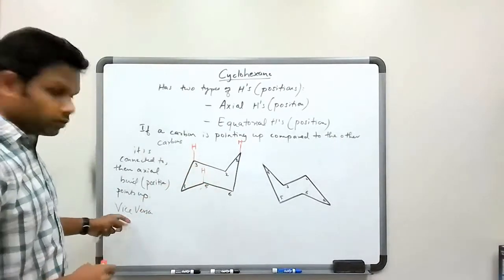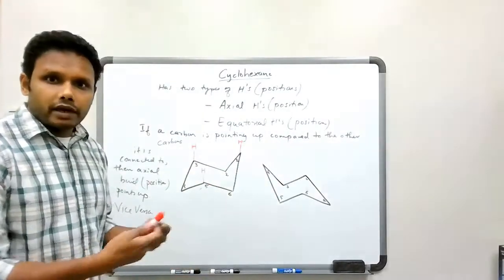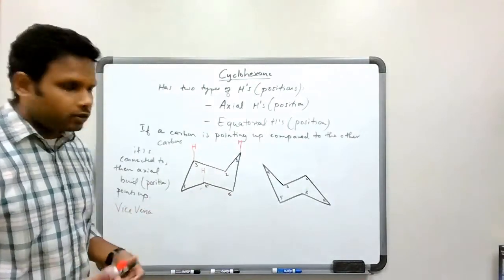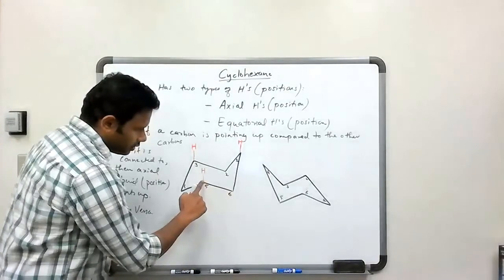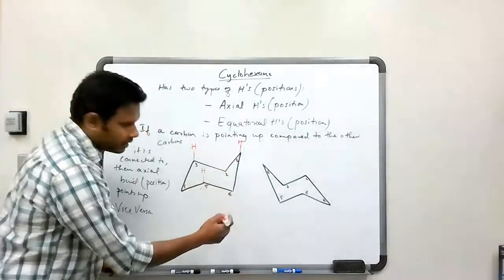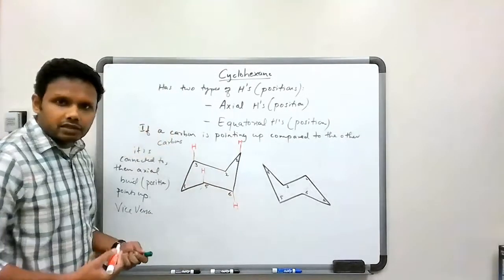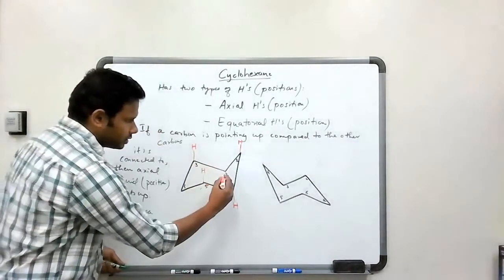Now, vice versa means if the carbon is pointing down, then your axial hydrogen, or the axial bond, is going to point down. The axial position is going to point down. So if we look at 6 compared to 5 and 1, it is pointing down. That means the axial hydrogen, or the axial position, points down. 2 is pointing down.